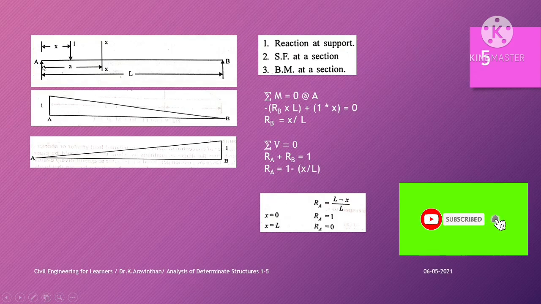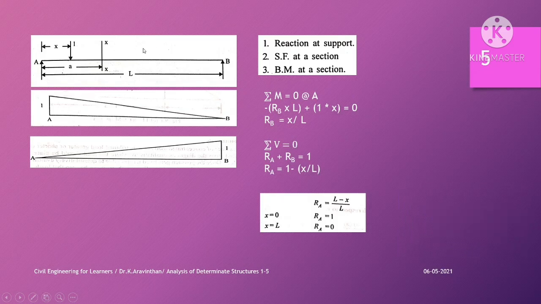And if you want to find RA, you can use this equation, sum of V equal to 0, sum of all vertical force will be equal to 0 in this section. So if you apply this equation, we will be having two reactions, that is RB and RA, which is acting upward. So we will be indicating plus RA plus RB equal to a load is acting downward, which is 1. RA plus RB equal to 1. So we already know RB, that is x by L. If you take the RB into right hand side, it will be minus x by L.